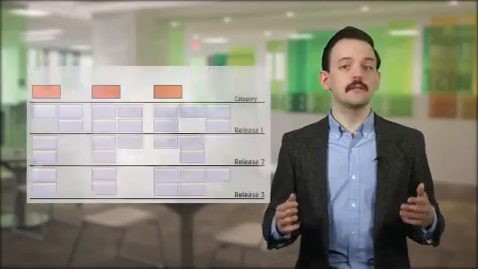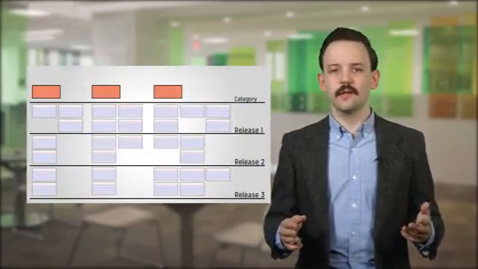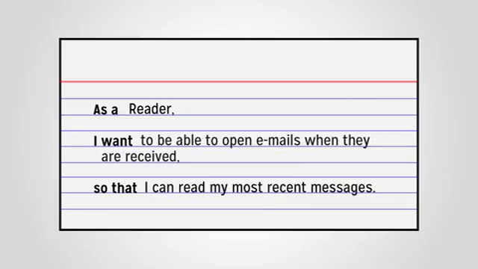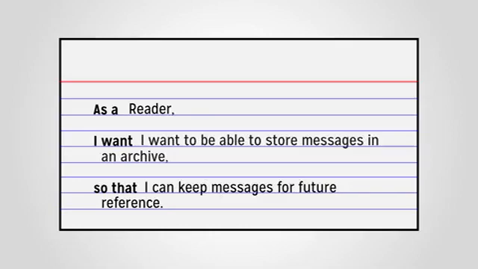Your client gave you a list of requirements, which include user stories like, as an author, I want to compose text-only messages with a recipient, a subject line, and a body, so that I can direct and convey the content of my message in a basic way. As a reader, I want to be able to open emails when they're received, so that I can read my most recent messages. As a reader, I want to be able to store messages in an archive so that I can keep messages for future reference.